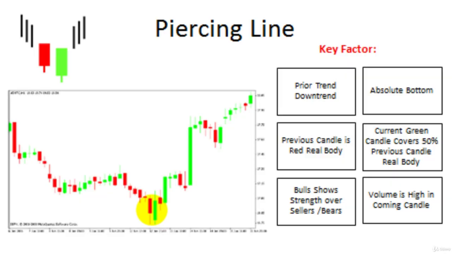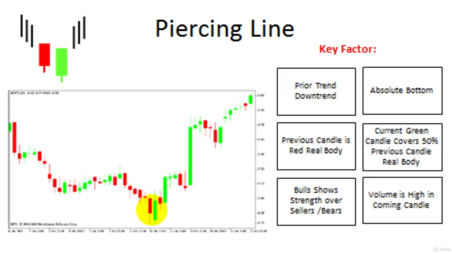Now we consider the next pattern, called the piercing line. As the candlestick pattern shows on your screen, there are two candles at the bottom that look like engulfing, but there is a slight difference in it. The first candle is a red real body candle, and the next candle is a green real body candle, but it does not completely overshadow the previous candle. It manages to close near about 50% of the real body of the red candle. It clearly shows a strength of bulls over bears.